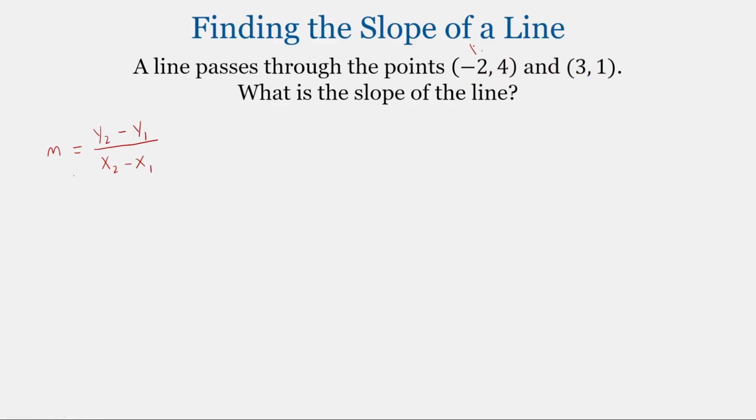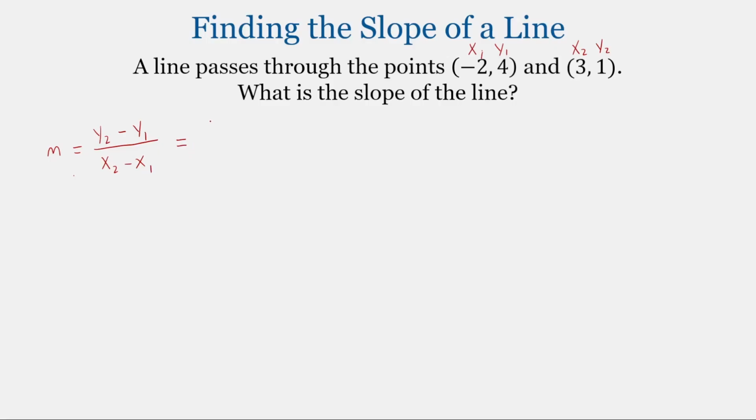That means -2 is x sub 1 and 4 is y sub 1, so the x and y coordinate of the first point. 3 is x sub 2 and 1 is y sub 2. So we'll plug these values into our formula for slope.